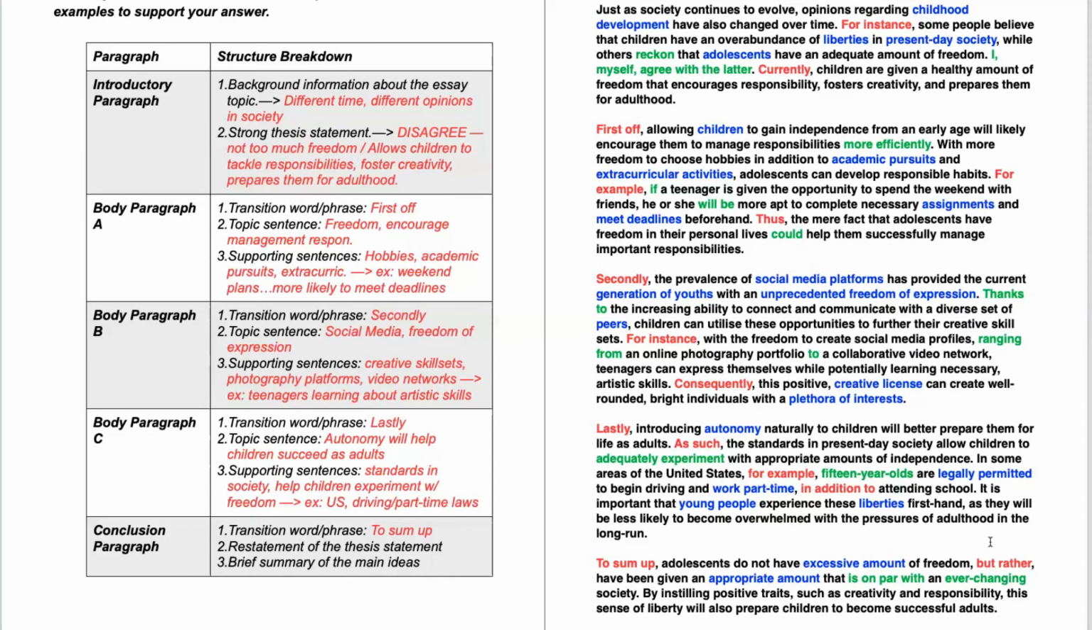And also, but rather is a great contradictory connective. So it shows here that I do not agree with this part of the phrase. Rather, I agree with the second half. So again, feel free to pause here and look through this. This is the final essay. Now let's wrap up the lesson.